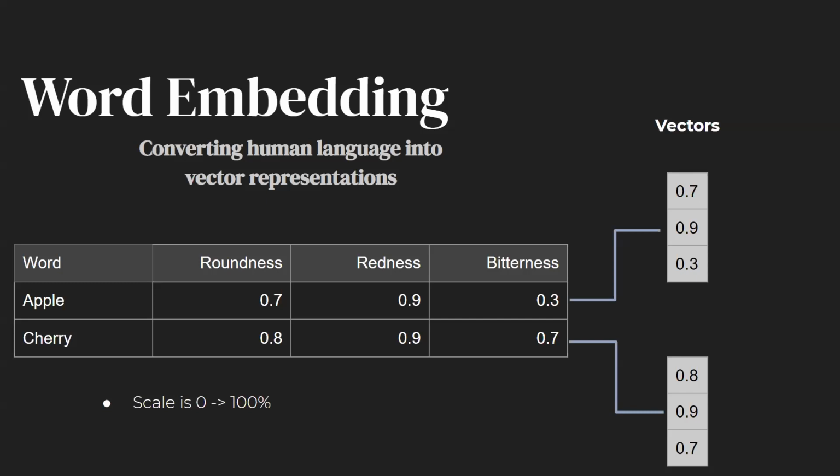This is the same process that Google's Word2Vec model uses, but with a different number of features assigned by their neural network. Next.